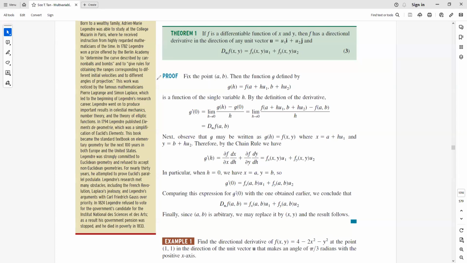So in today's class, we are going to learn how to find the directional derivatives of functions. Here is the theorem that says if a function f is differentiable, then f has a directional derivative in the direction of any unit vector u equals u1 i plus u2 j. So it's a vector in some direction, it's a unit vector. Now let us understand what it means.